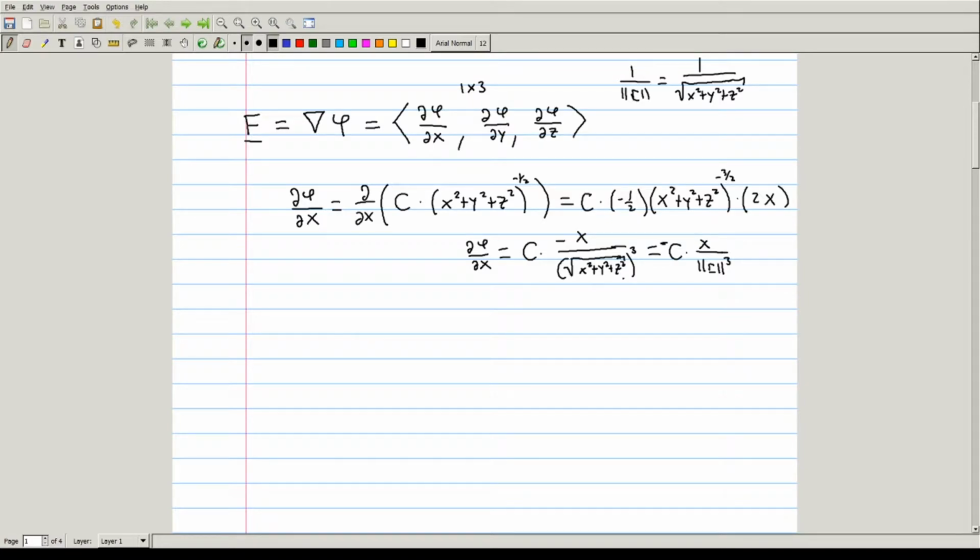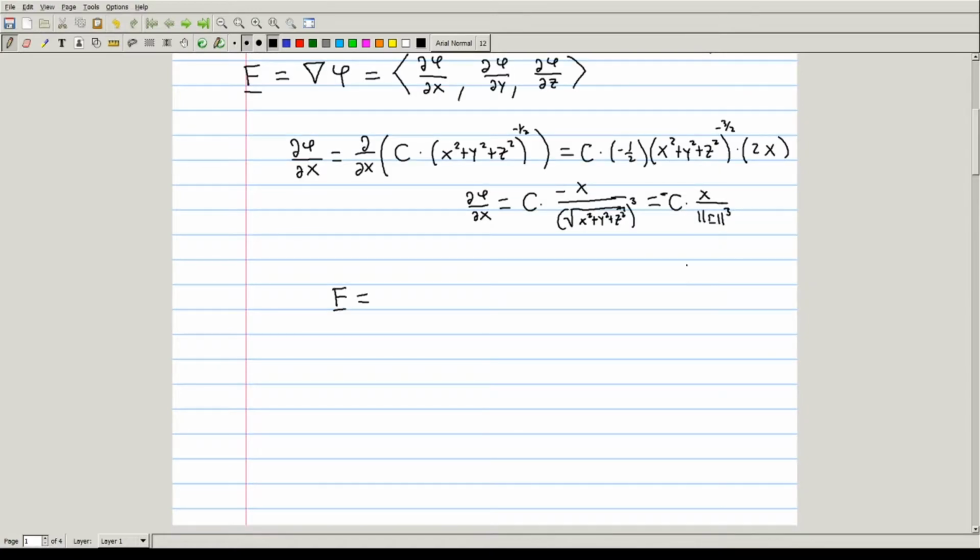And this is going to be exactly the same for the y partial derivative and the z partial derivative, only we'll have a replacement of y for the y derivative and z for the z derivative.